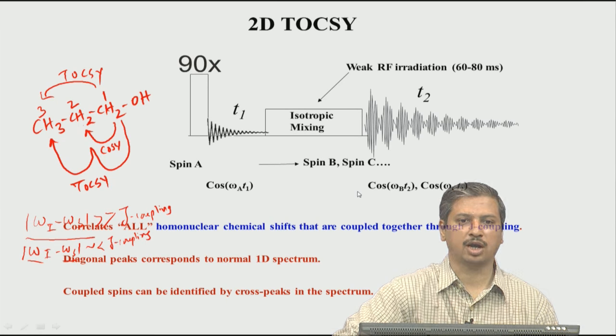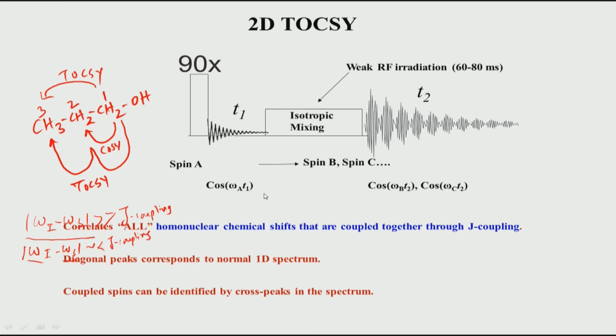So, this is what happens in a TOCSY. It correlates all homonuclear chemical shifts that are coupled together through J coupling, but remember they may not be directly coupled to each other; they are coupled in a group. So, we can say they belong to one group in which 1 is coupled to 2, 2 coupled to 3, and vice versa. Okay. So, this is the information which you get in a TOCSY spectrum.